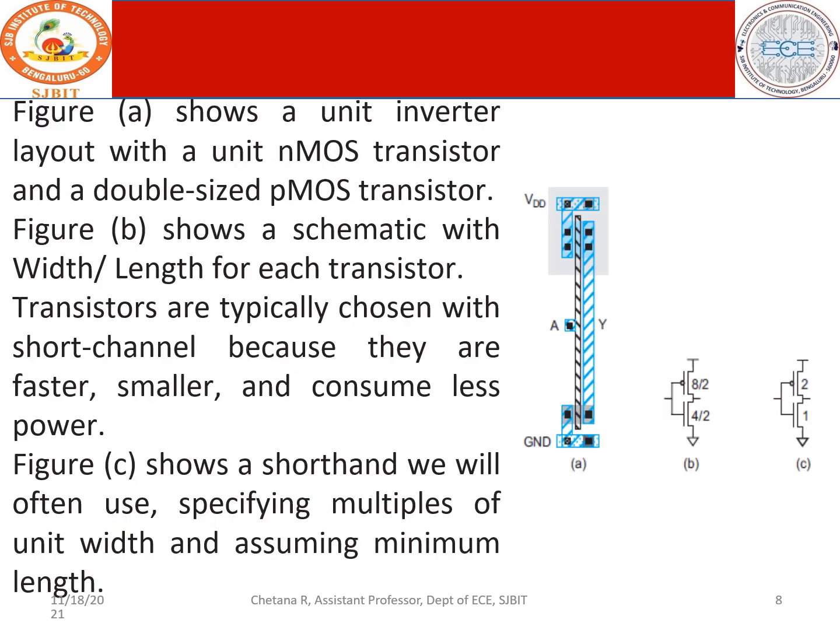So this is a unit inverter layout with a unit NMOS transistor and a double sized PMOS transistor. As I told you, N is of 1 dimension, P is of 2 dimension. How do we get this kind of structure? Look into figure B. This is how the W by L ratio is considered. You have the PMOS transistor on the top, 8 by 2 is 4, and in the bottom 4 by 2, which is NMOS, is 2. When you divide the ratio, PMOS to NMOS, you get the value of 2, and that is what has been shown here, 2 is to 1.